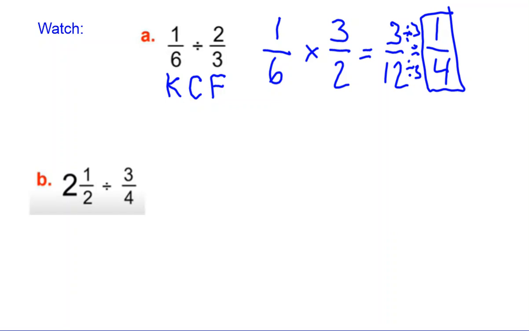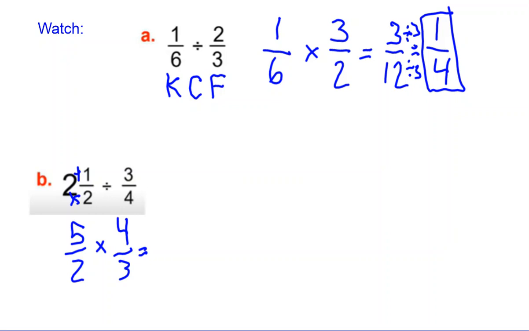All right, next one. We have a mixed number. In order for us to complete these operations, we need to create an improper fraction. To do that, we multiply here and add up here. So we would have 2 times 2 is 4, plus 1 is 5, so we would have 5/2. Then we'll change that division to multiplication, and we'll take the reciprocal of 3/4, which is 4/3.